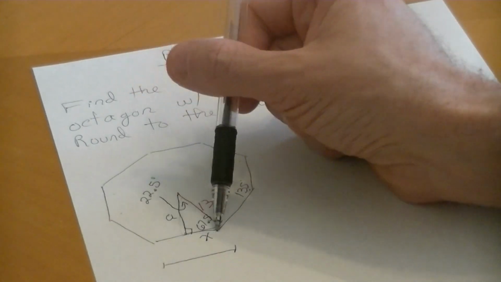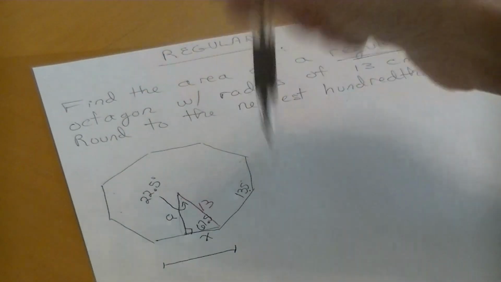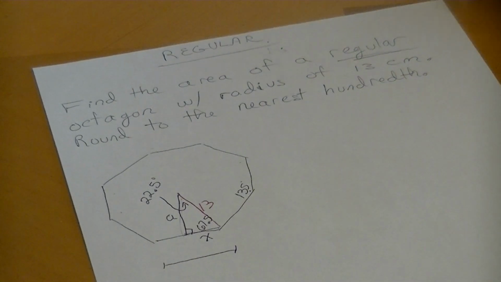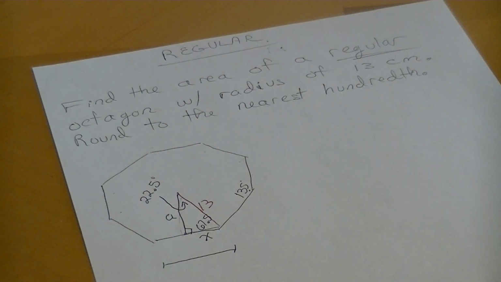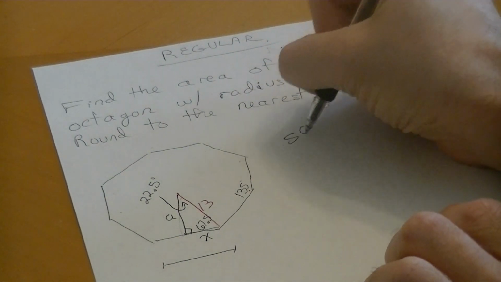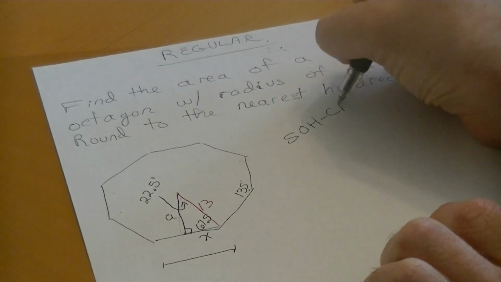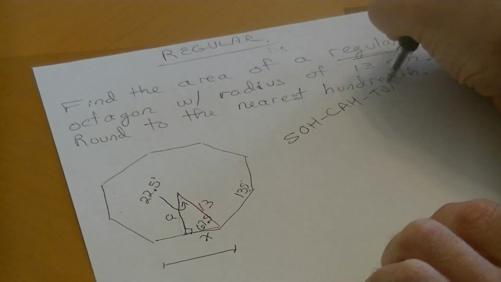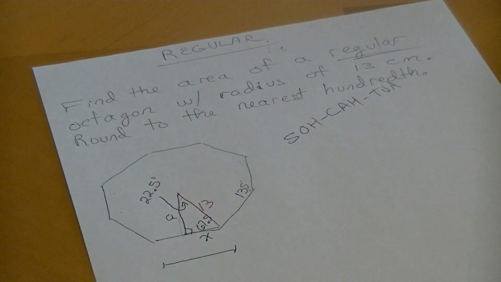And if we can get the side, then we'll multiply by 8 to get the perimeter, and then we can use our new formula. So how do we get A and how do we get X if it's not a special right triangle? Everybody yelling at their devices? Trigonometry. SOHCAHTOA.